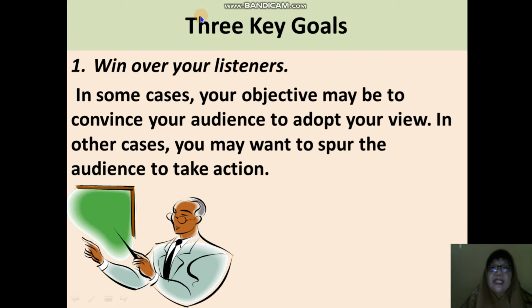There are three key goals in persuasive speech. The first one is to win over your listeners. In some cases, your objective may be to convince your audience to adopt your view. In other cases, you may want to spur the audience to take action.